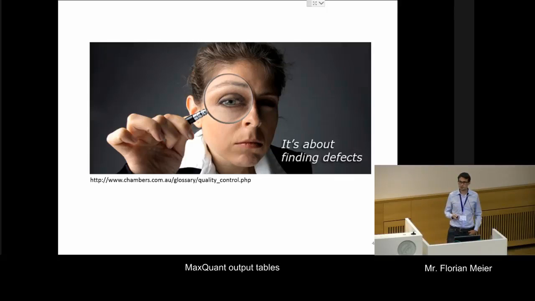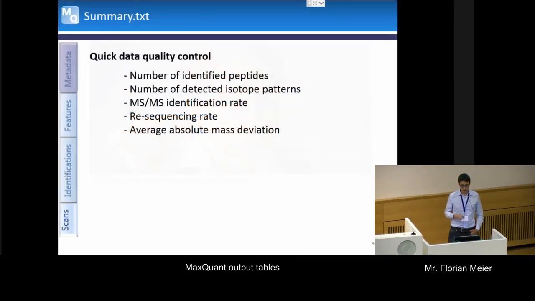into the summary.txt, because there you have all the information combined, and it gives you a very quick idea of how good were my runs, was there something wrong, and which runs went wrong. So you get all the information at one glance, and you can have a look at it.